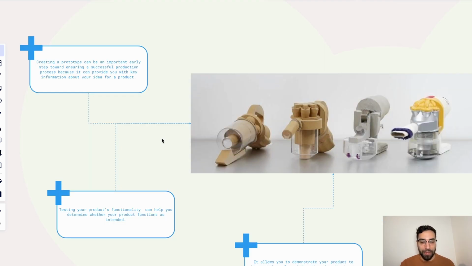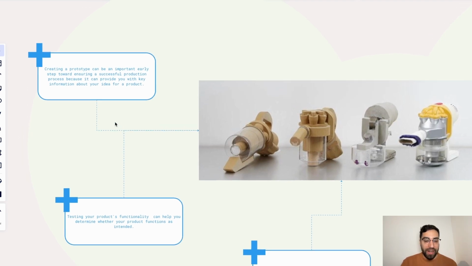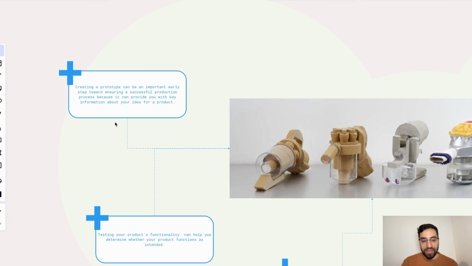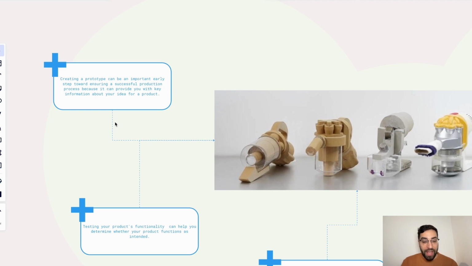So usually when people talk about prototypes, and as you can see in the photo here, prototypes are often thought of as being used for physical products, but you can totally create prototypes for services as well. Creating a prototype is truly an important step toward ensuring a successful production and successful implementation of your project, because it can really provide you with information about what you need to keep and what you need to change. So testing your product functionality can help you really determine whether your product or service functions as intended.